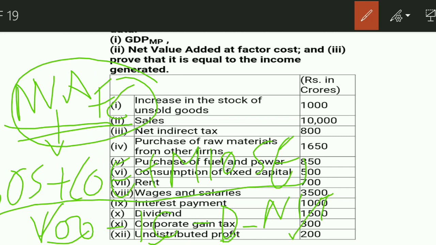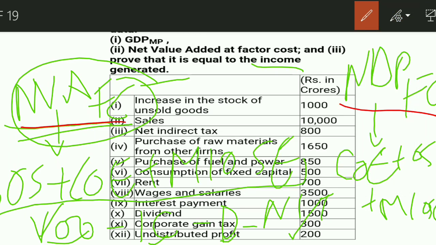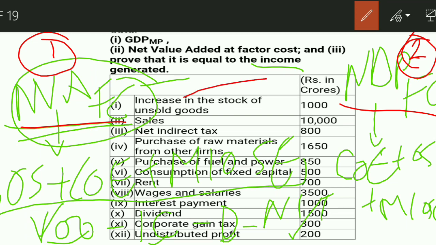Alright, and the second thing they are asking us is income generated. So income generated is always net domestic product at factor cost, which is equal to the sum of compensation of employees plus operating surplus plus mixed income of self-employed. So if you see, both the things are same. Whether you say NDP at factor cost or net value added at factor cost, it is same. The only difference is that net value added at factor cost is of one firm and NDP at factor cost is of the entire economy. And if we are talking about only one firm, then always net value added at factor cost is equal to net domestic product at factor cost.